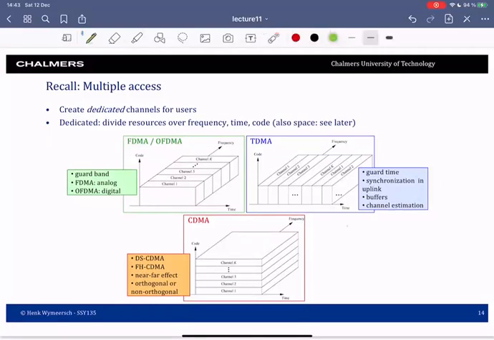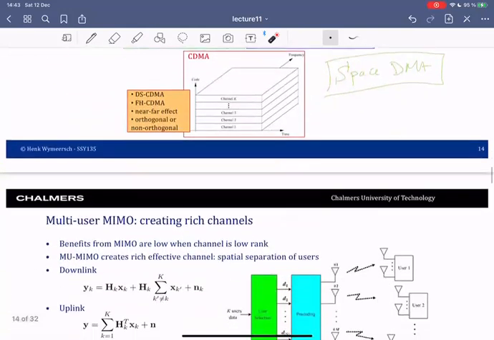But there's a dimension here which is now missing, which is called space division multiple access. So to use space to divide different users. This means that different users could transmit at the same frequency, at the same time, using the full available resources, but then are divided through space. This is what we will see in the multi-user MIMO part next.